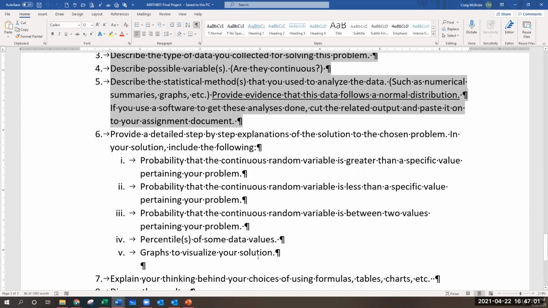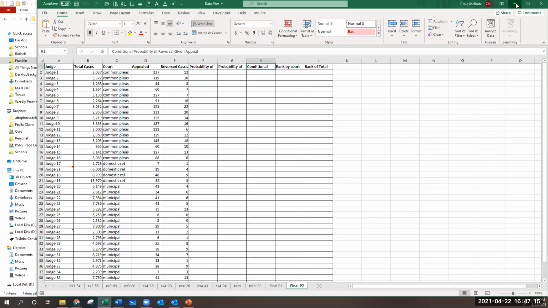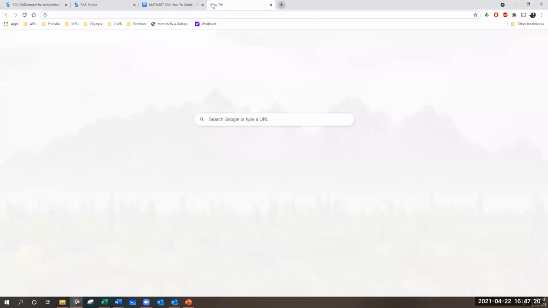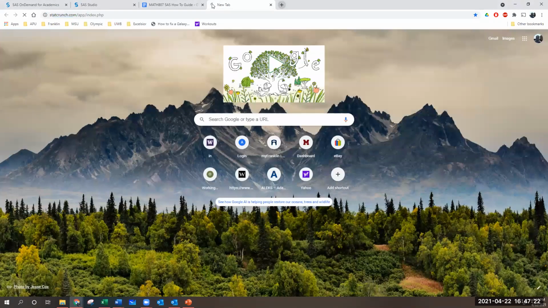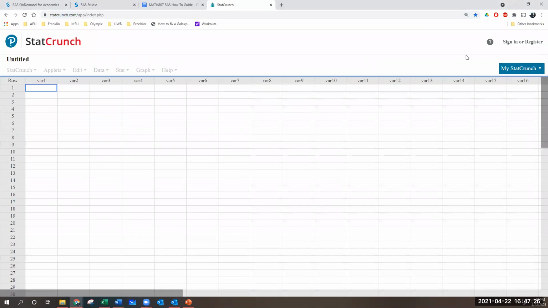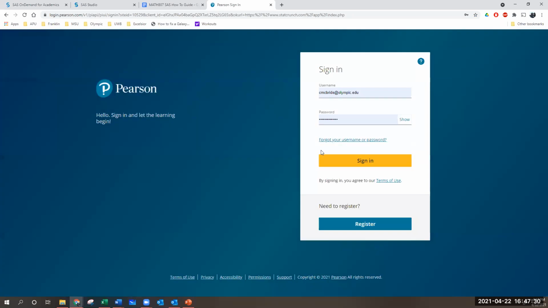The graphs to visualize your solution, those are supposed to be normal curves. So you're supposed to have a nice little bell curve, and we'll see examples of this next week. And when you do probabilities, the bell curve gets colored in. So I can actually show you a great example online of this. And you can just use technology to create these, or you can draw them by hand if you don't want to try and figure out how to do them in technology.